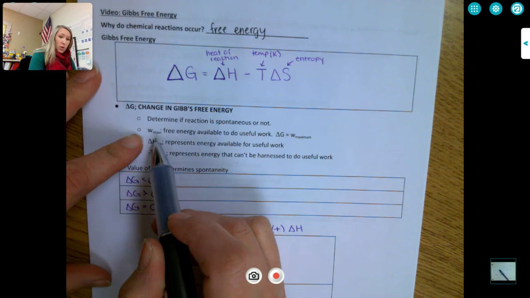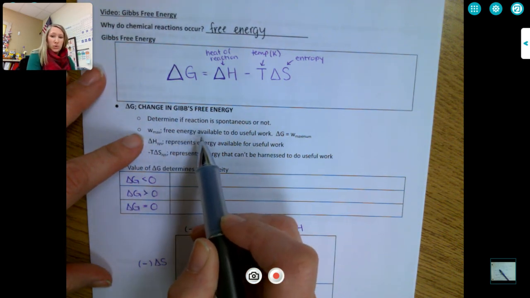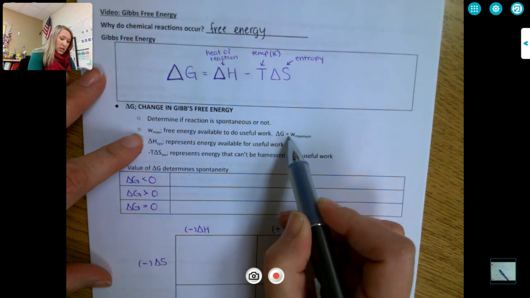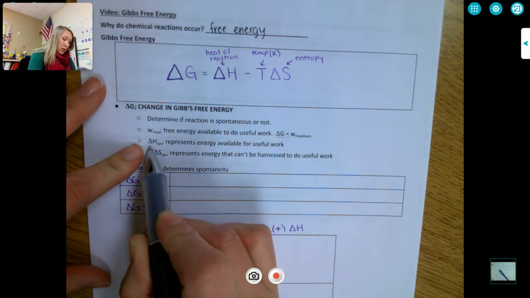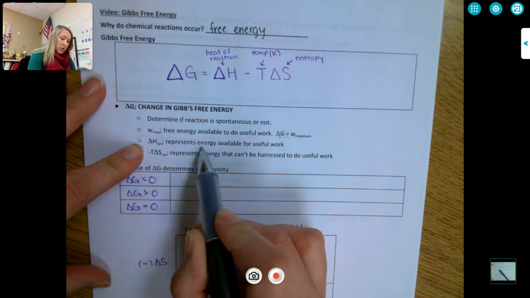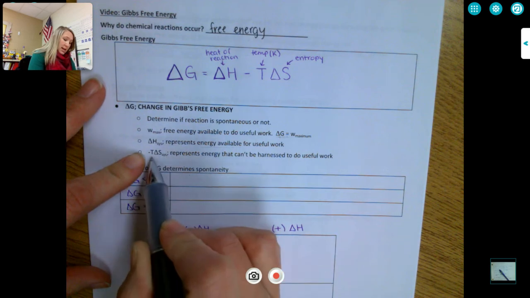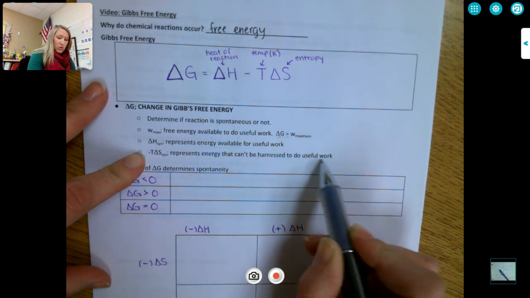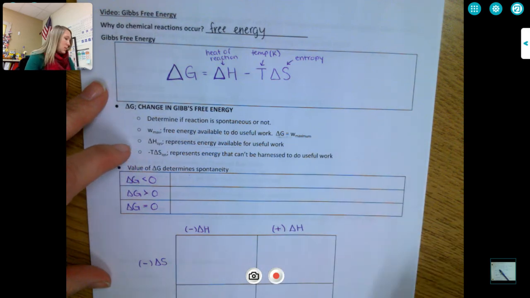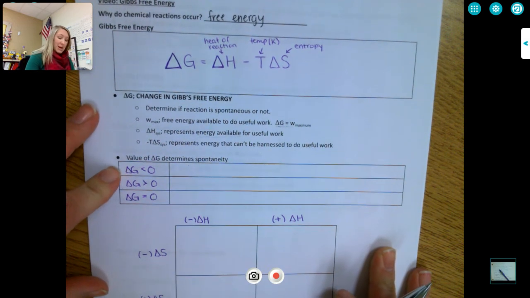So we can have the work, W max, which is the free energy available to do useful work. And we say that delta G is equal to our maximum work available. We have our delta H, which is the energy available for us to do that useful work. And then negative T delta S represents the energy that can't be harnessed for useful work. So stuff that we can't harness here.